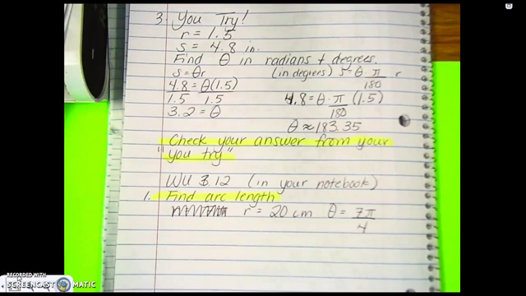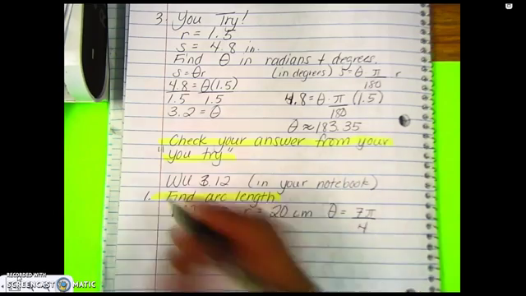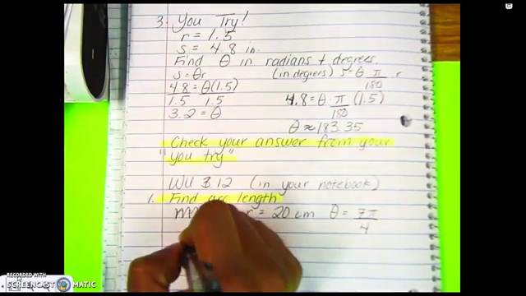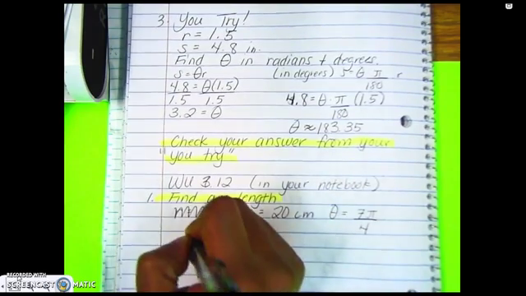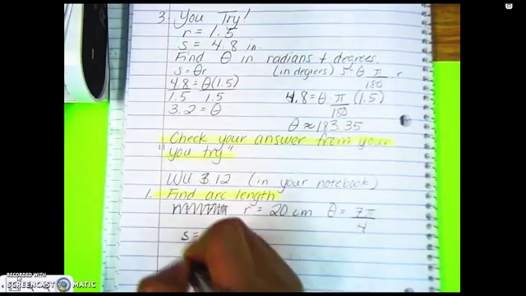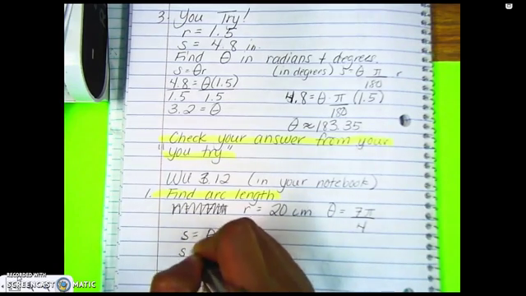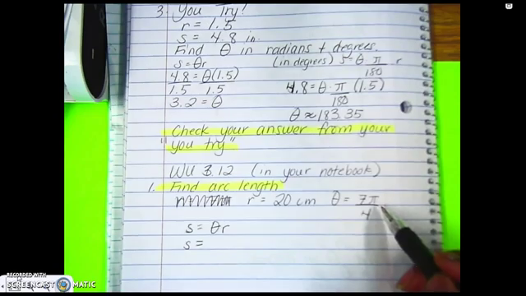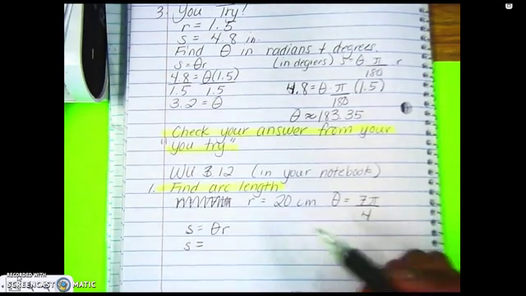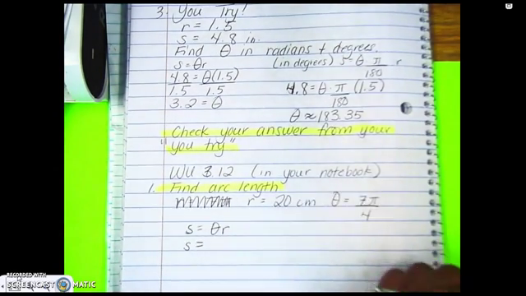Okay, this is warm-up 3.12, finding the arc length. So we have a radius of 20 and theta equals 7 pi over 4. Our formula for arc length is S equals theta R. S represents arc length, so we're going to keep the S and set that equal to our theta, which is 7 pi over 4, times our radius, which is 20 centimeters.